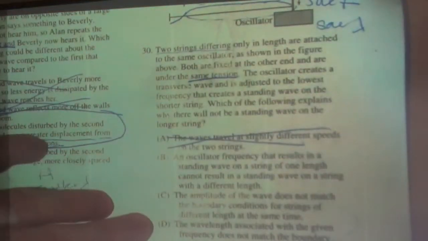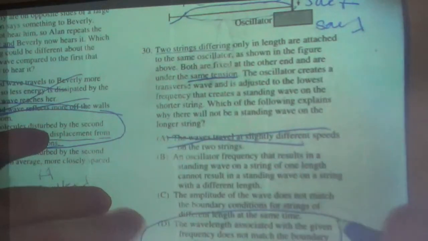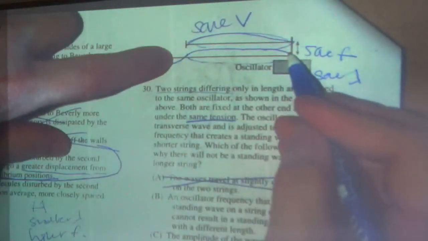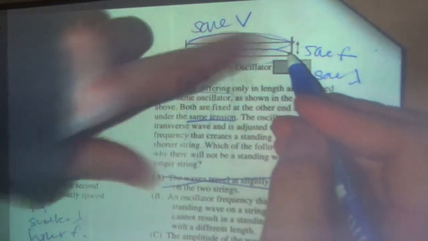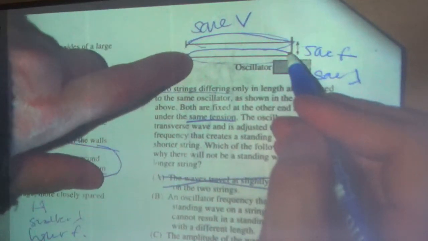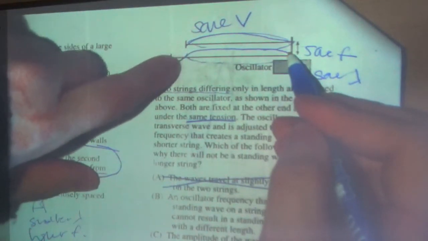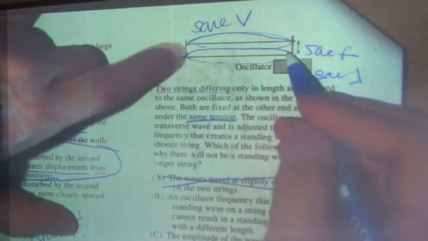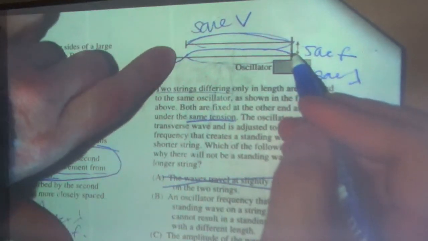So your answer is that the wavelength associated with the given frequency does not match the boundary conditions. Boundary condition meaning these two have to be fixed ends. So here I have fixed, and then the half wavelength would end right here and start. That's not going to match up with what my two fixed ends are going to look like.